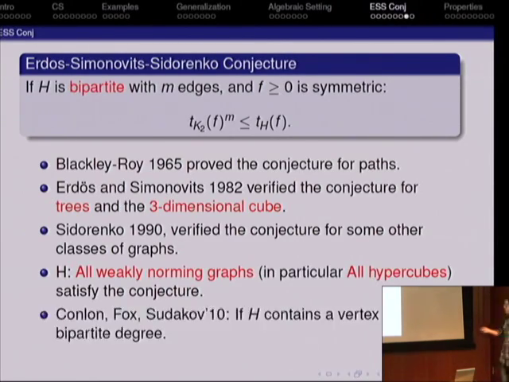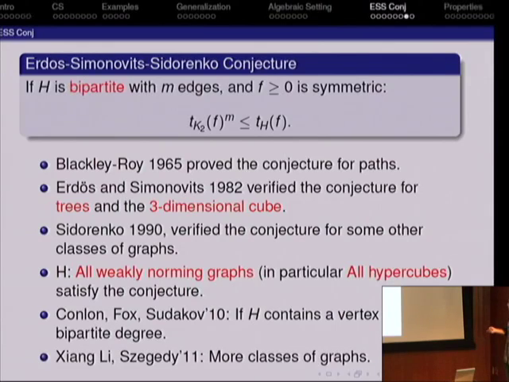And after this, there has been more recent work, and it's really nice. One is due to Conlon, Fox, and Sudakov, which verifies it for a very general set of graphs: the case where H contains a vertex of full bipartite degree. So if you have even a single vertex which is connected to all vertices in the other part, the conjecture is true. And Li and Szegedy had this entropy-based or convexity-based method which verifies it for, as Balázs tells me, all the previous cases and more graphs.